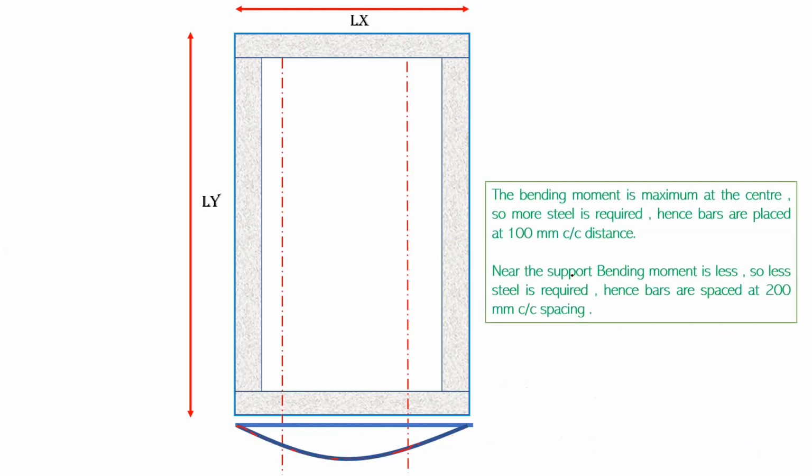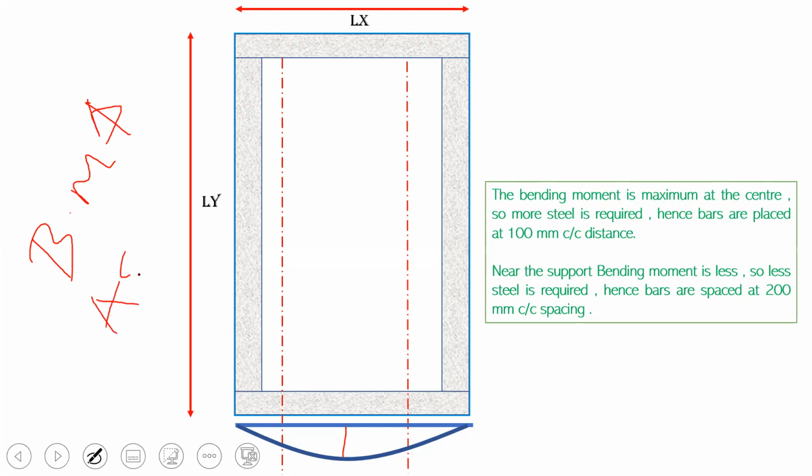So just concentrate on what I'm telling. The bending moment is maximum at the center. We have understood that. So what will happen if bending moment is more? If bending moment is more, steel is required, right? If bending moment is high, let us say it is more, then I require more area of steel, right? Just concentrate here. More steel is required.